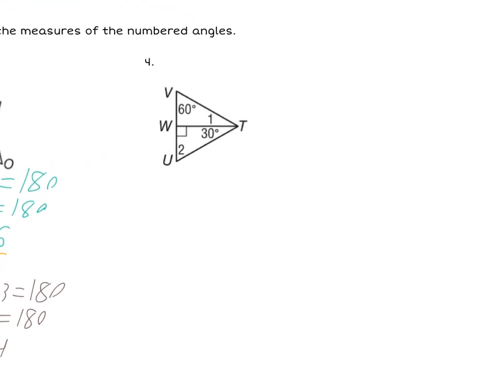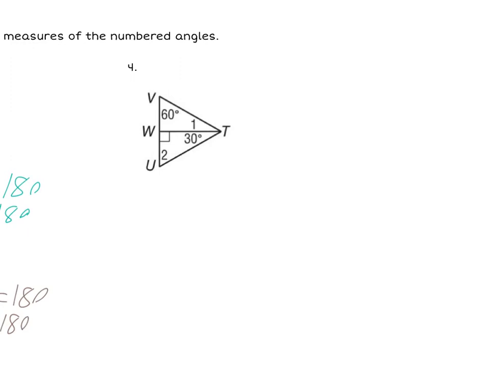Let's keep going. Number 4, we want to find the measurement of 1 and the measurement of 2. In this one, it doesn't matter which order we do them in, as you'll see something funny in a little bit. So right off the bat, we know that V here is a 60, this angle WTU is a 30. We know that this angle here is a right angle, which means that by definition of a linear pair, this must also be a right angle. What do you notice there? Let me redraw it for you.